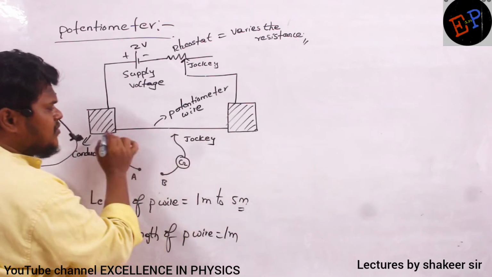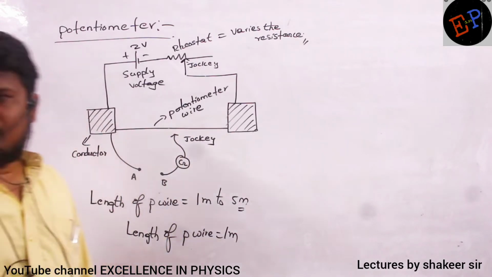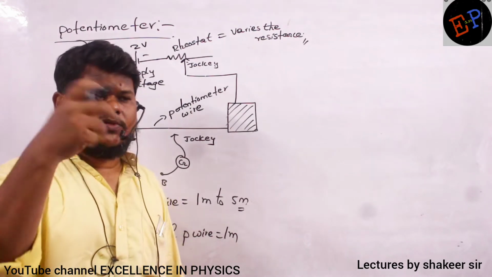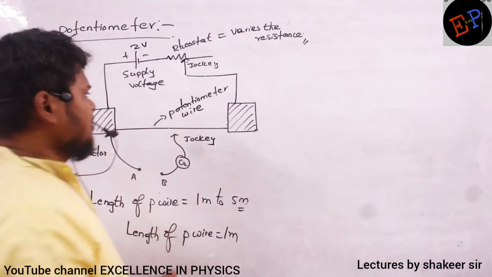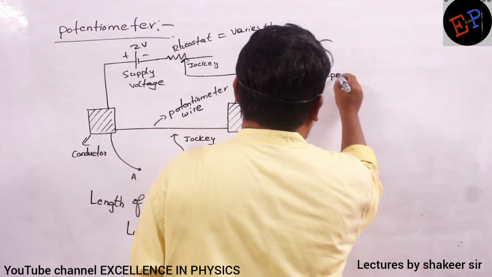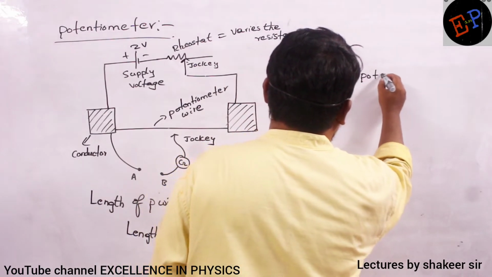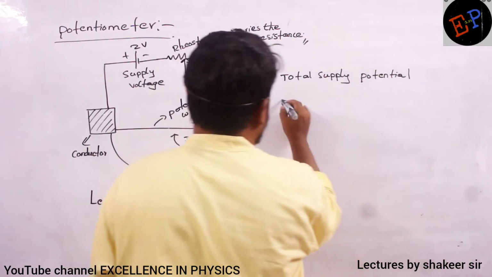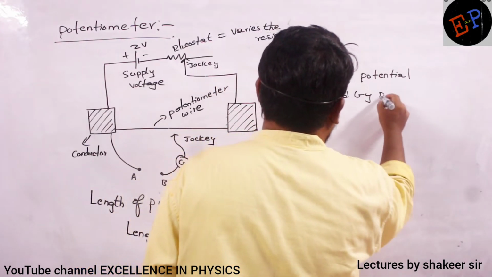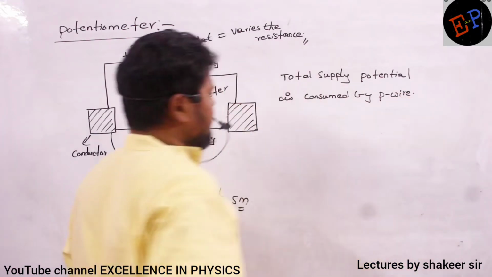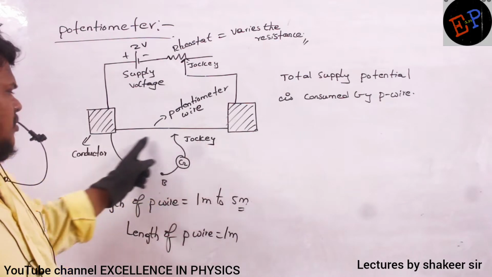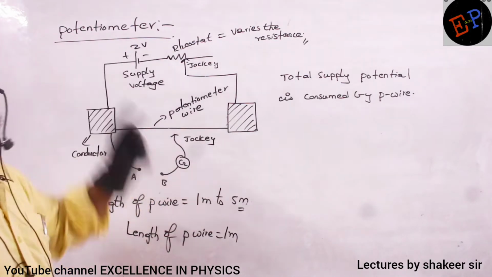Because any wire will have some resistance, even if it is a conductor. And what does resistance do? It consumes the voltage. So the total supply potential is consumed by the P wire, the potentiometer wire. It means starting from here up to here, the total length of the wire consumes this 2 volts of potential.